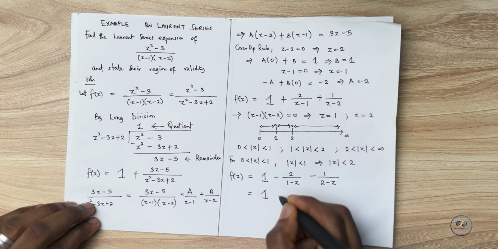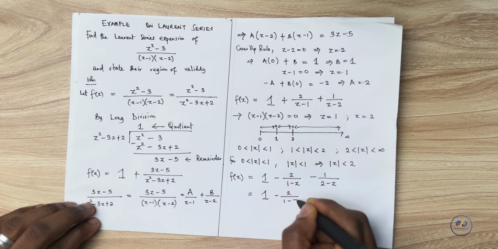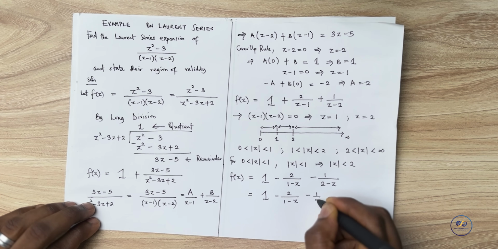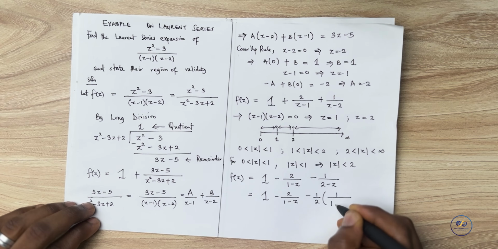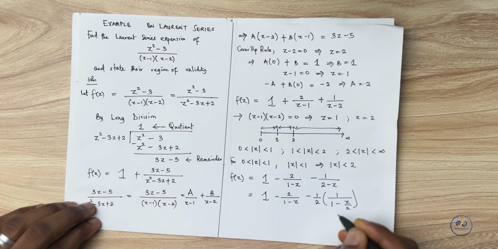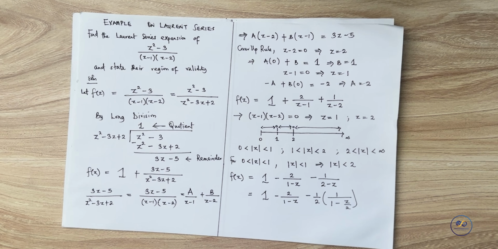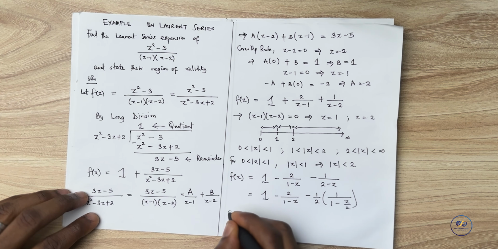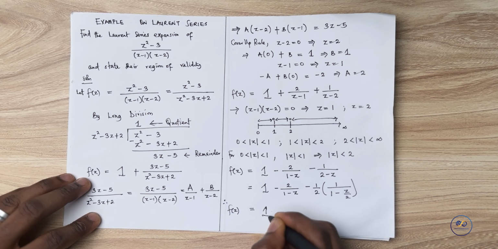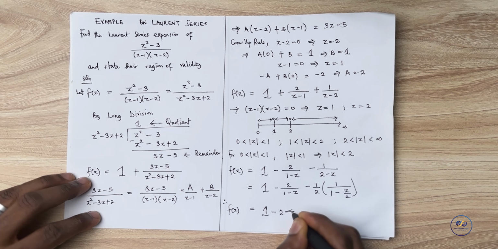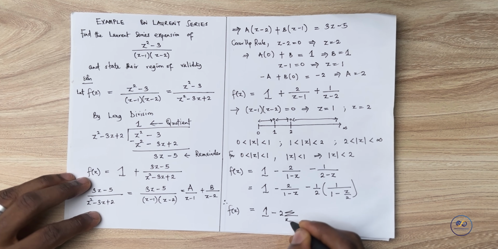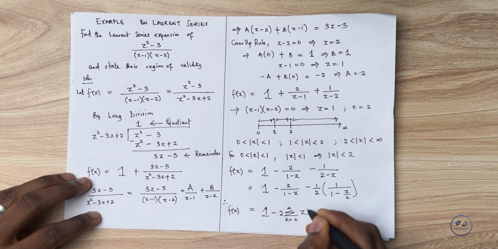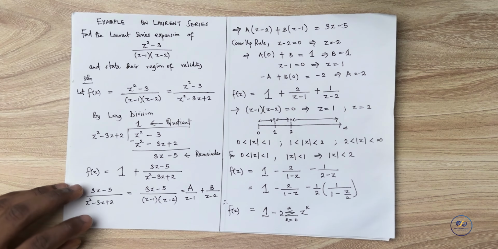And then from here, we would have 1 minus 2 divided by 1 minus z. This has no issues. But here we have minus 1 over 2, 1 minus z over 2, so that we can have the denominator starting with a 1 term. So there we go. Now from here, we can simply write out the sum to infinity of this geometric series. We have that f of z would then be equal to 1 minus 2 summation, of course, k starting from 0 to infinity, z to the power of k. That is what we would have in the first term.